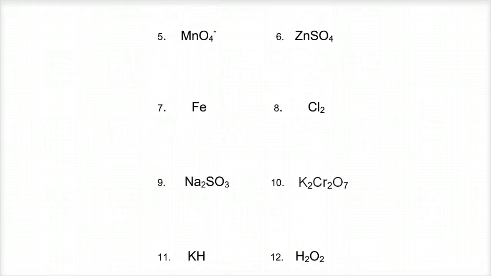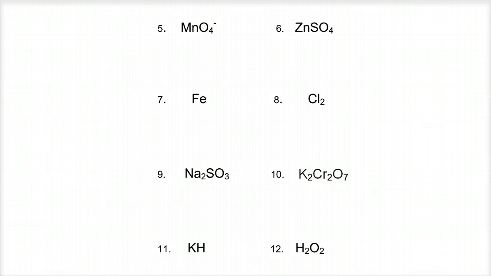Now, next one. The permanganate ion. This ion is -1. This is a polyatomic ion, so it's not going to equal 0, it's going to equal -1. But everything else is the same.